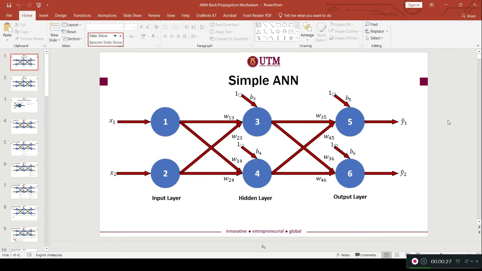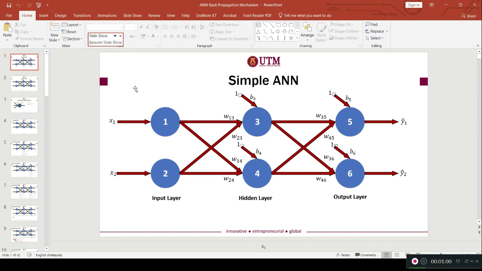In this example, I will explain the flow or the mechanism of backpropagation, which represents the training algorithm for artificial neural networks. So why do we discuss the backpropagation mechanism through this simple artificial neural network? Why do I call it simple? Because you can see, what is this one?